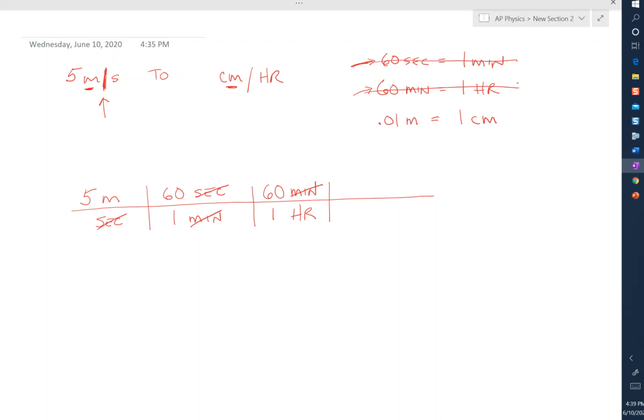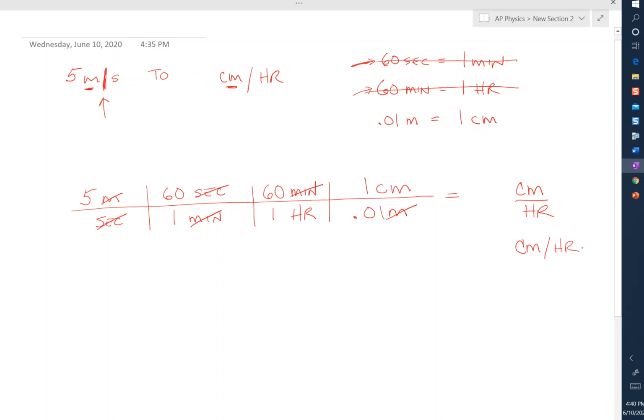All we need to do now is finish up with units. So 0.01 meters is 1 centimeter. So I'll cross off my meters. And look, when I get to the end, I'm going to have centimeters on top and hours on the bottom, right? You might write it like this, centimeters per hour, something like that. And now all I have to do is the math.